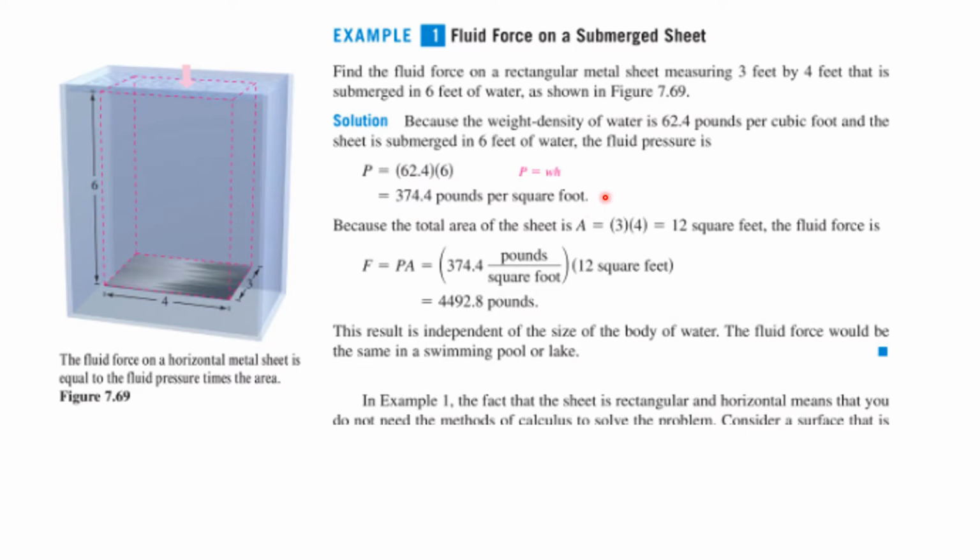So that is the pressure at that depth. And by the way, everything is at 6 feet. There's no change in depth. So because the total area of the sheet is 3 times 4, which is 12 square feet, the force F is equal to P times A. The square feet will cancel out and you will get pounds, and you do the multiplication and you get this number.